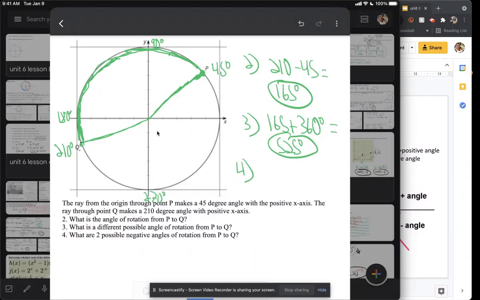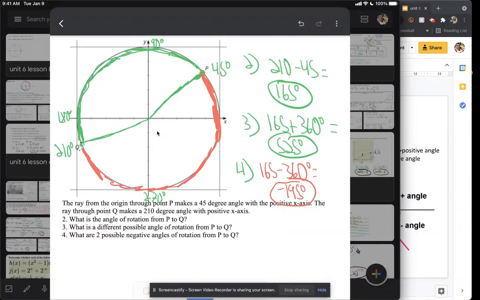Okay. What are 2 possible negative angles of rotation from P to Q? So a negative angle of rotation would mean I rotated clockwise. So what number 4 is asking is, what if I started at P, but instead of going counterclockwise, I went clockwise? So to do that, I'm going to take 165 and I'm going to subtract 360 degrees. 165 minus 360 degrees is negative 195. So that would be one possible negative angle of rotation.